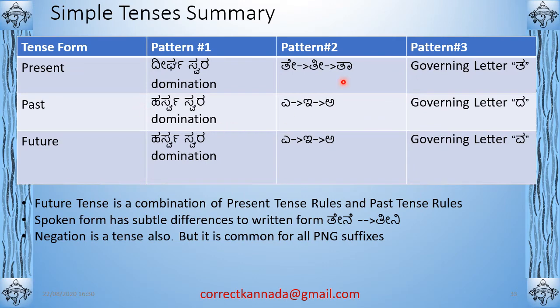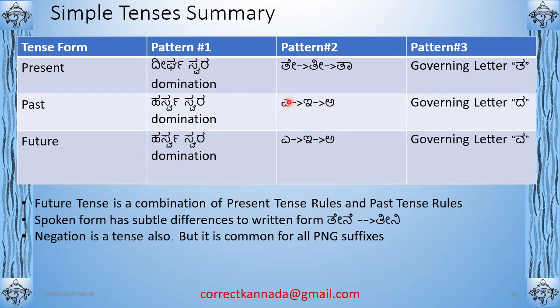Okay, so that's basically what I have given here as pattern 1, pattern 2, pattern 3. Present tense, pattern 1, that you notice that it's always dirgha. Okay, past tense is harsva, future is also harsva, domination. That's the first observation, pattern observation. Second is present tense will always be, the first person will be te, second person will be ti, third person will be ta, te, ti, ta. Governing letter is ta. Whereas past tense will be ye, e, a.